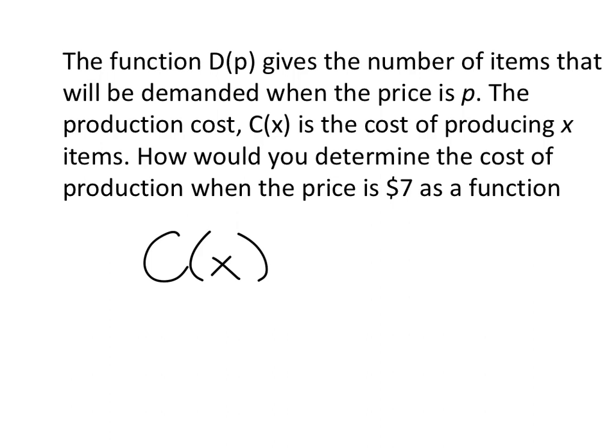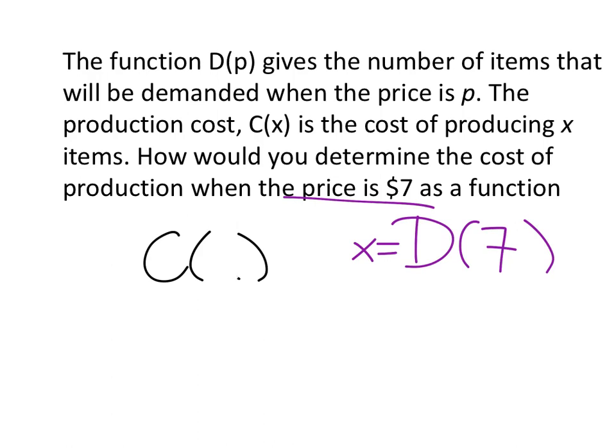Now we're not actually going to figure out what the value is. We're just going to write the composite function for this. The other thing that they gave us was the demand based on the price, and the price they're giving us is the $7. So we're going to figure out what the cost is based on the demand, which means that the x is really the demand based on the $7 price. So I'm going to replace the x with the demand based on the $7.